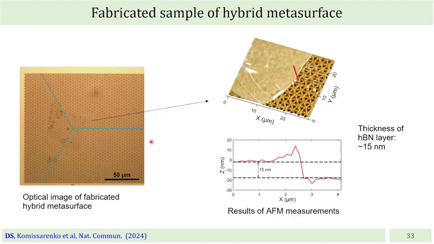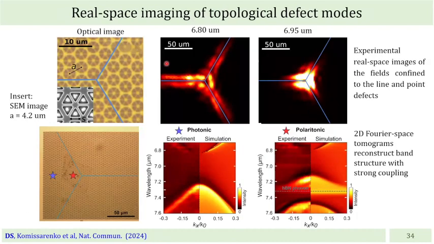So having these simulations at hand, we proceeded with fabrication of this metasurface. The thickness of hBN was around 15 nanometers. It was measured by atomic force microscope, and here is an example of the measurement along these red lines connecting the regions of metasurface without and with hBN on top. It clearly shows a jump of around 15 nanometers.